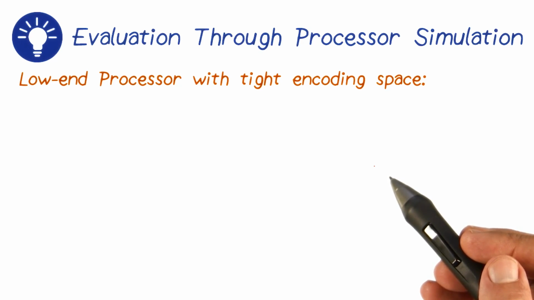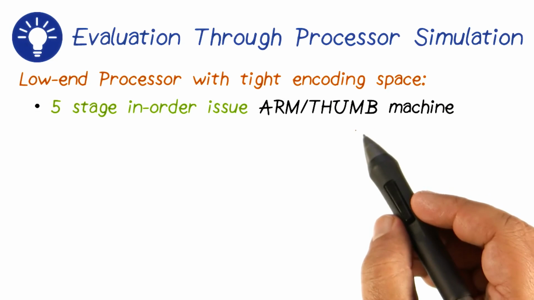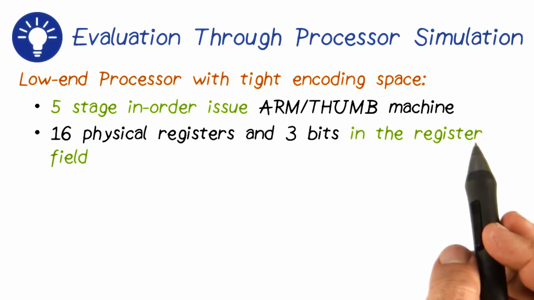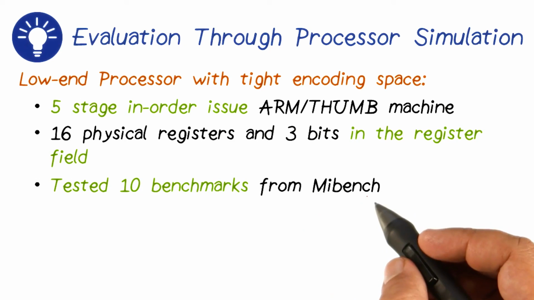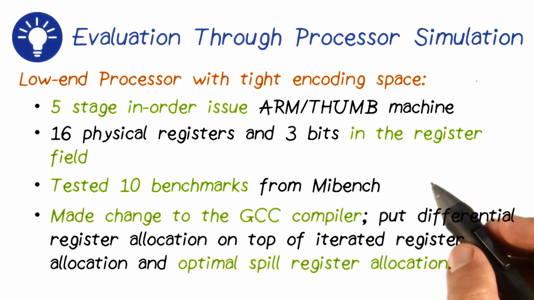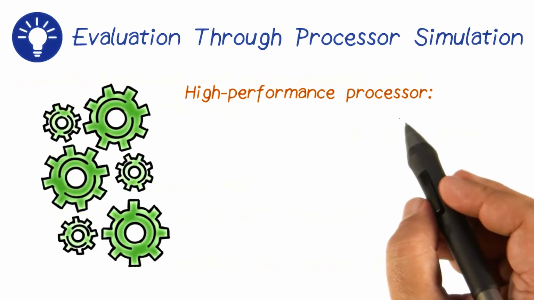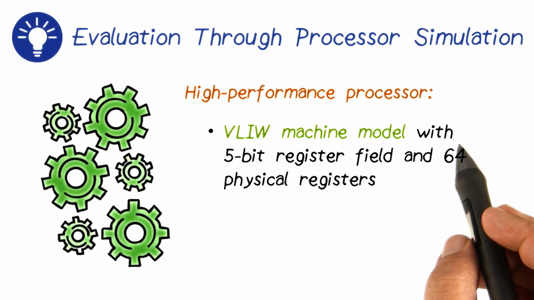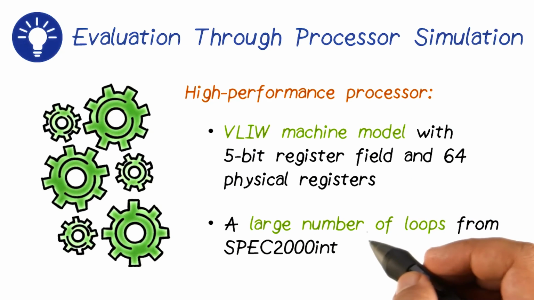One kind of processors that we looked at are low-end processors or embedded processors, which have very tight budgets for operand fields. In such a case, what we did was we used the 5-stage in-order issue ARM thumb machine, and this machine has 16 physical registers and 3 bits in the register field. We tested 10 benchmarks from MiBench, which is a well-known benchmark in embedded systems available in open source. And then we modified the GCC compiler, put differential register allocation on top of iterated register allocation and optimal spill register allocation frameworks built in there. And the second kind of processor we looked at is a high performance processor, which is a VLIW machine with 5-bit register field and 64 physical registers. And on this high-end processor, we executed a large number of loops from SPEC benchmarks.